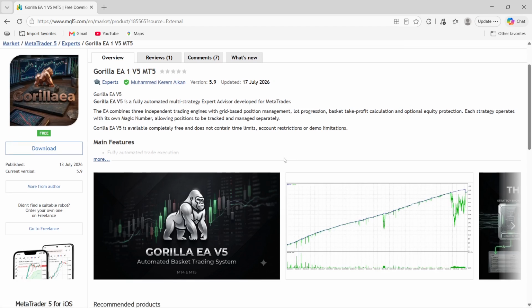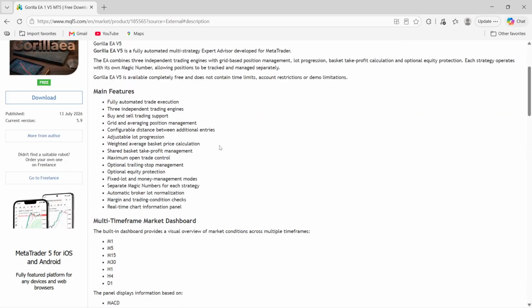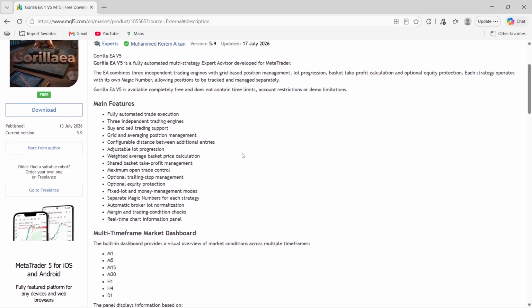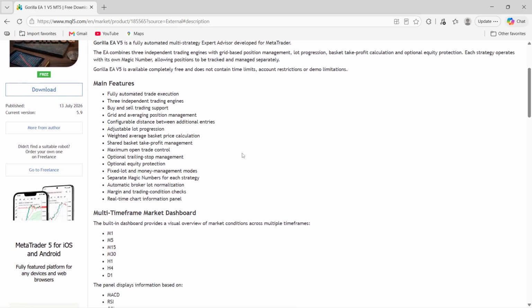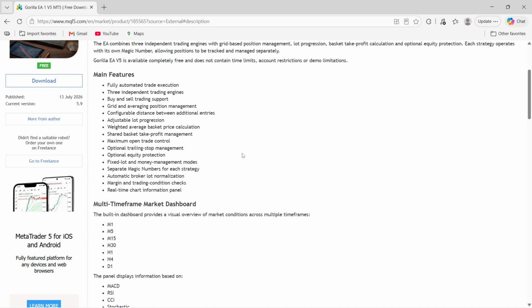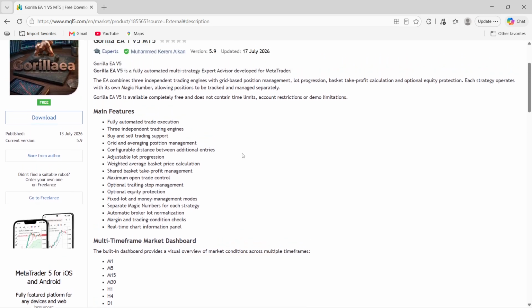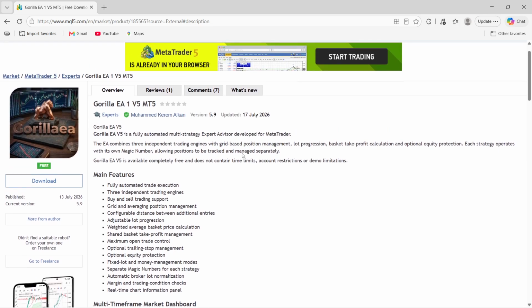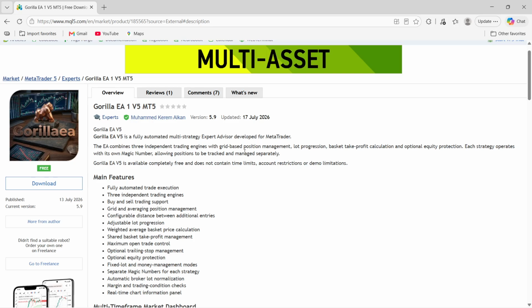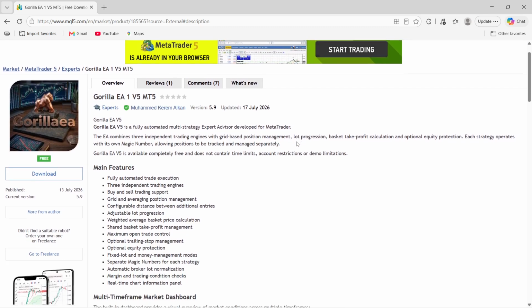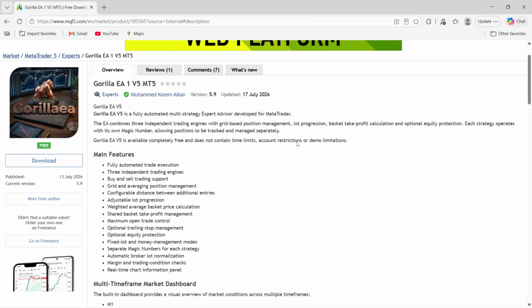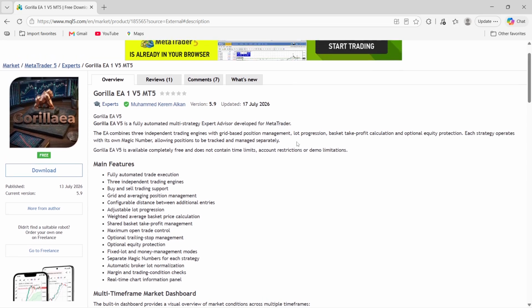So let's get right into it. From the MQL5 page, you can see the Gorilla EA1 V5 is a fully automated trading system designed for the MetaTrader 5 platform. It uses a combination of technical indicators and algorithmic logic to identify high probability trading opportunities across various market conditions. The EA focuses on precise entries with built-in risk management. It aims to capture trends or mean reversion setups while keeping drawdowns controlled. Version 5 likely includes improvements in adaptability, filtering, or trade management based on user feedback from previous versions.